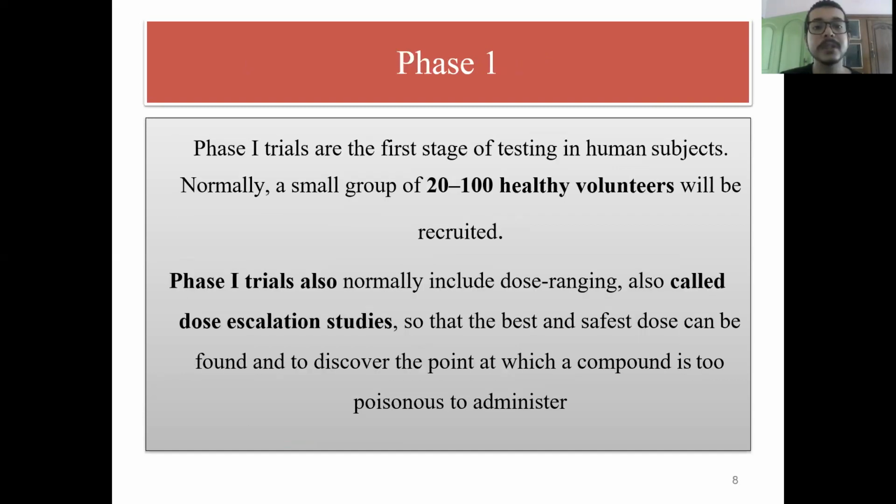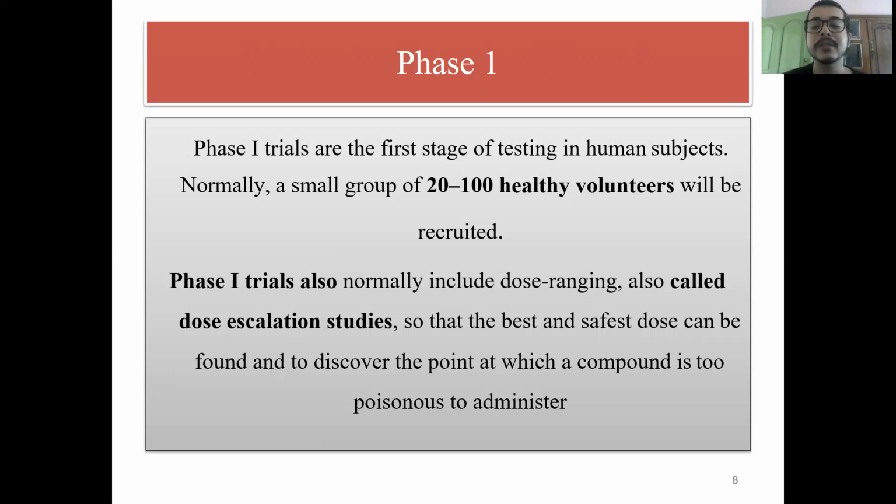Phase 1, very important. Phase 1 trials are the first stage of human trial. So basically, before the human trial, there is the preclinical trial. Preclinical trial means whenever the study is being done on animals. So once your drug has passed through preclinical trial, then it can be moved to clinical trial. Okay, so that is the basic difference. Once you are done with the preclinical animal study, then you have to go for human trial.